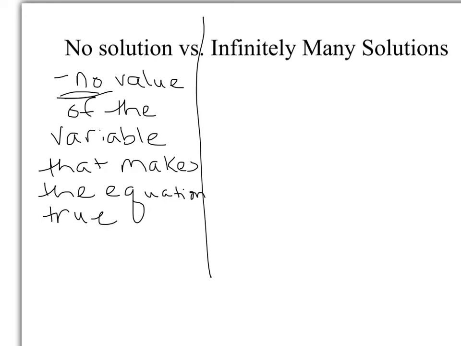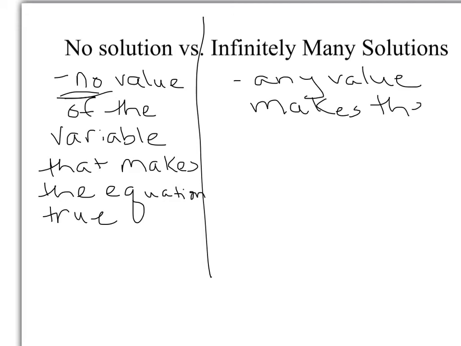Infinitely many solutions will have any value that makes the equation true. Which means I can plug anything in for my x, and the two sides are going to equal each other. So the trick is, sometimes as we're solving our equation, we get down to the point where we have to decide between is it no solution or infinitely many solutions. We don't really know which it is.